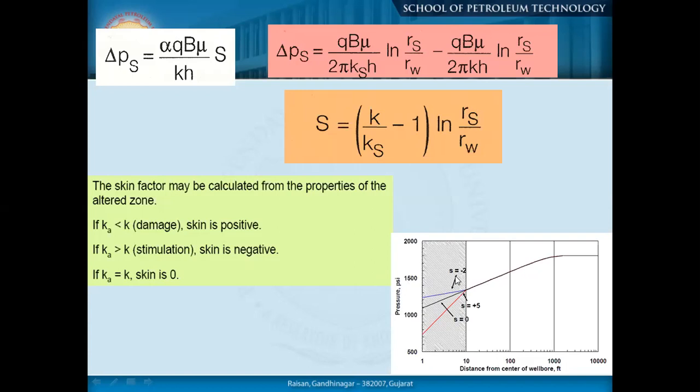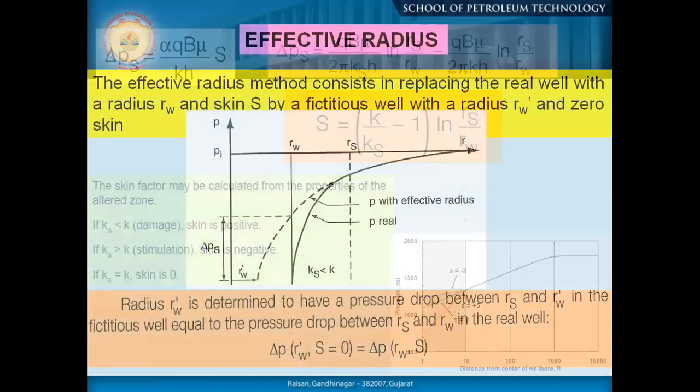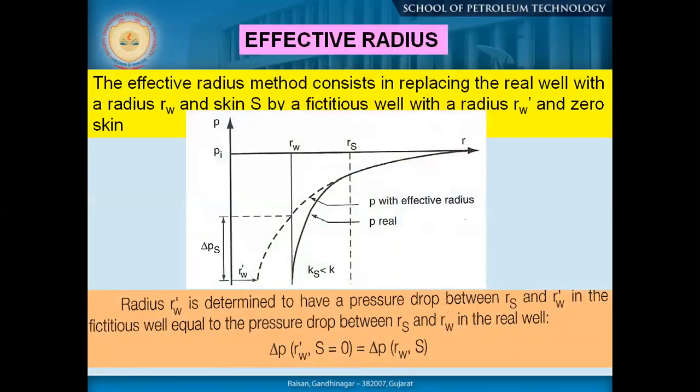So if you go through the values here, S equals -2 in case of a stimulated skin, and here you can get S equals +5. So numerically we can get the value, particularly after the well test. Now, what is the physical meaning? Can anybody explain to me? Nikhil?